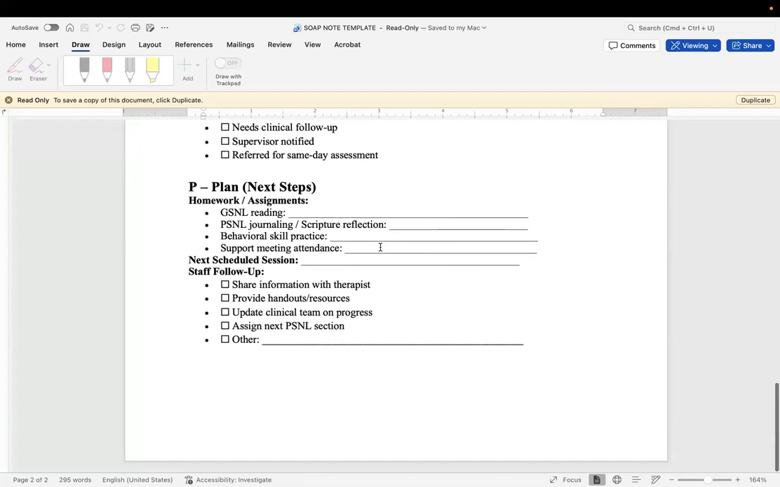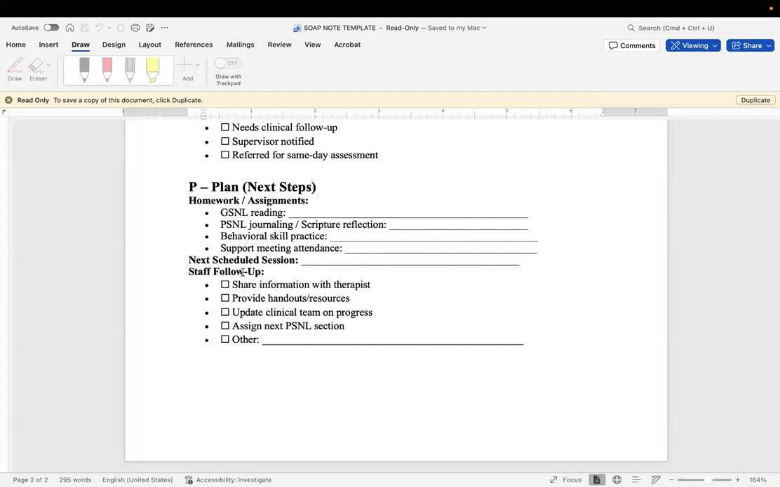And then staff follow-up. So this is where it helps you to go, okay, hey, I need to share this with the therapist. I need to get some handouts for this person. So we started talking about something completely unrelated today, but it made me think, hey, I need to bring in some more of that curriculum for people. This helps you to do that.